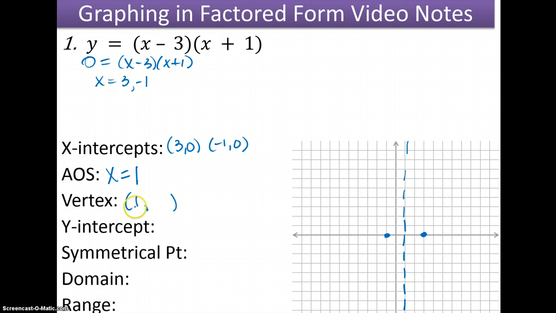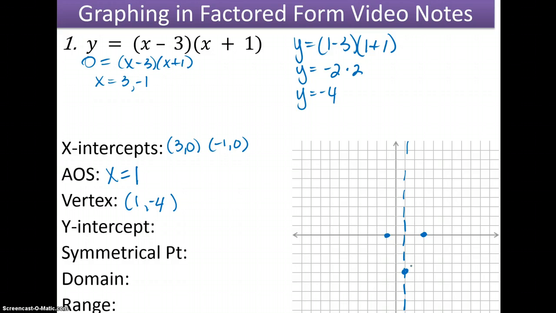Well, if I have an x value and I have a function up here, I can plug in that x value to get out a y value. So when I plug in 1, I get y equals (1 minus 3) times (1 plus 1), which gives me -2 times 2. So the corresponding y value is -4. So I go down 2, 3, 4. So that's looking pretty good.